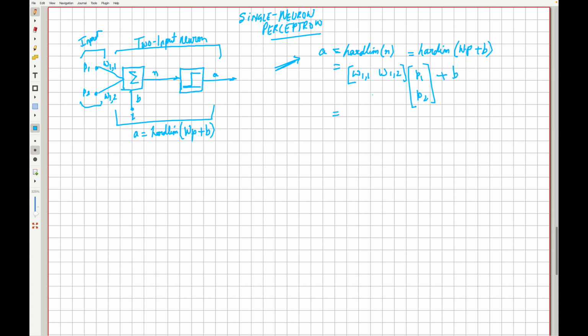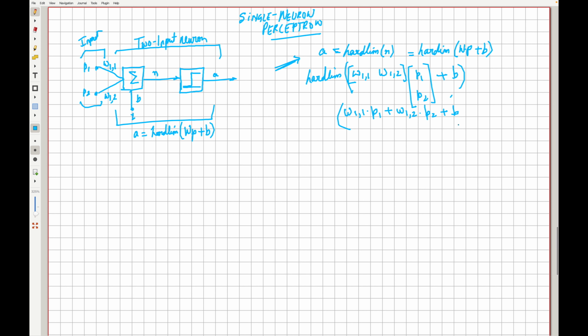And when we do the dot product, we get w11 dot p1 plus w12 dot p2 plus b, and we need to enclose this inside of the hardlim. So I'm going to move this equal sign a bit to the left. So this is going to be hardlim.